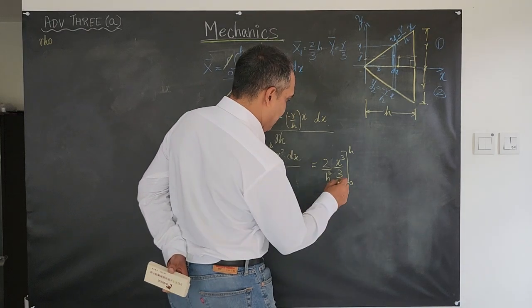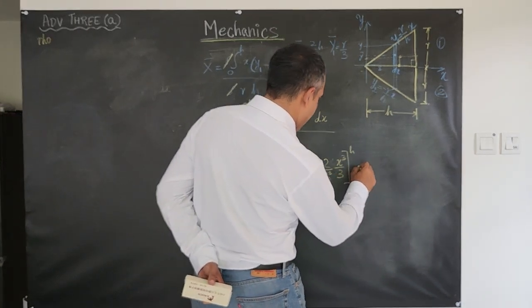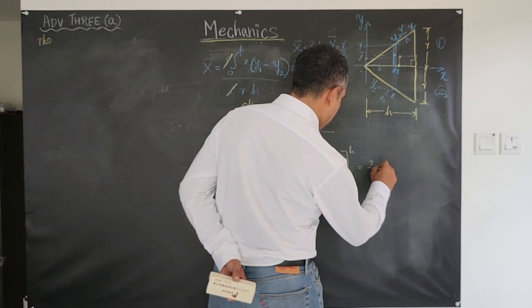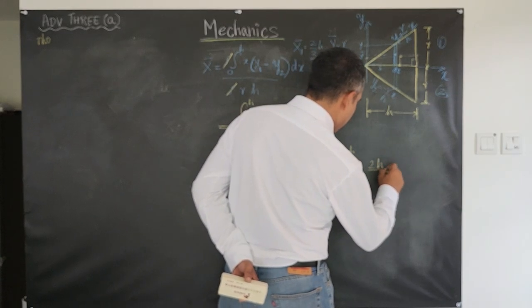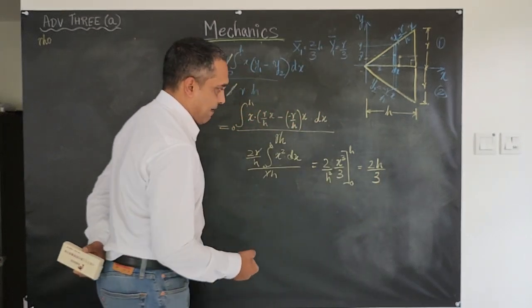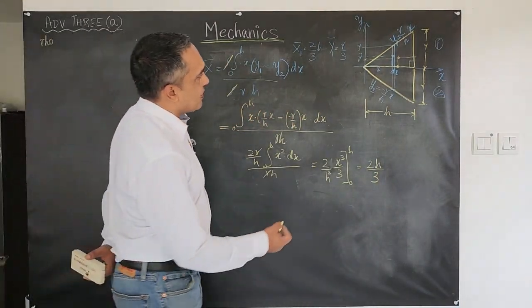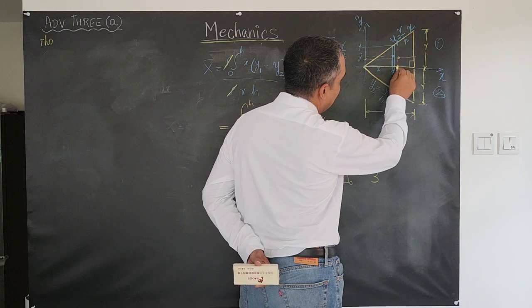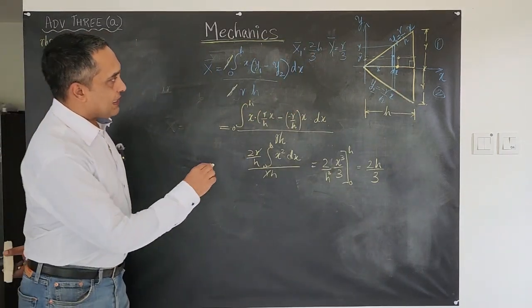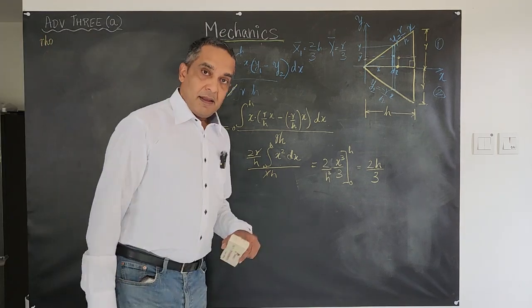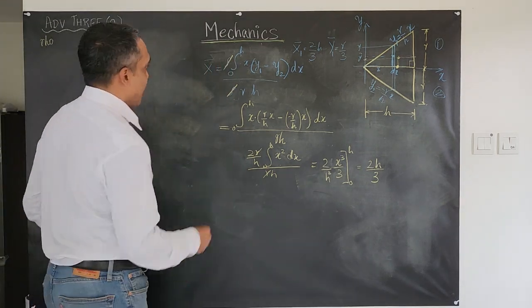So what would that give me? It would just bring me to 2h by 3. That is right, which is similar to what I got previously. So nothing's really changed on the x-axis. Let's try to get to the y factor now.